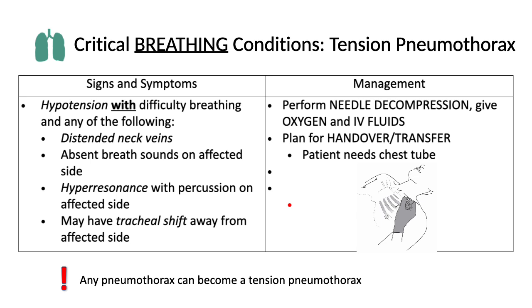When there is a high suspicion of tension pneumothorax, needle decompression should be done immediately. At the same time, the patient should be on oxygen. You give fluid to improve the obstructive shock, and after that, you need to see how and who can do the chest tube and where to do it.